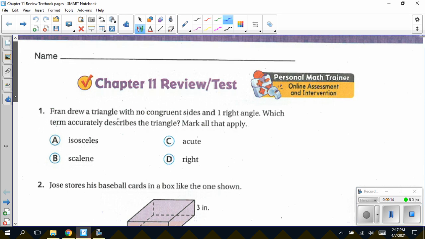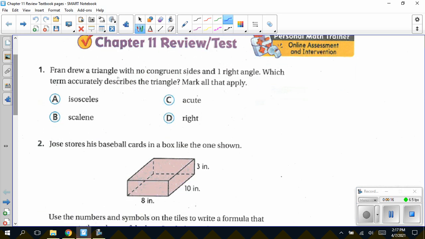So for question number 1, Fran drew a triangle with no congruent sides and one right angle. Which term accurately describes the triangle? Mark all that apply. So I'm going to make sure I underline the information that I'm going to need to use for my side length classification, and then my angle classification.